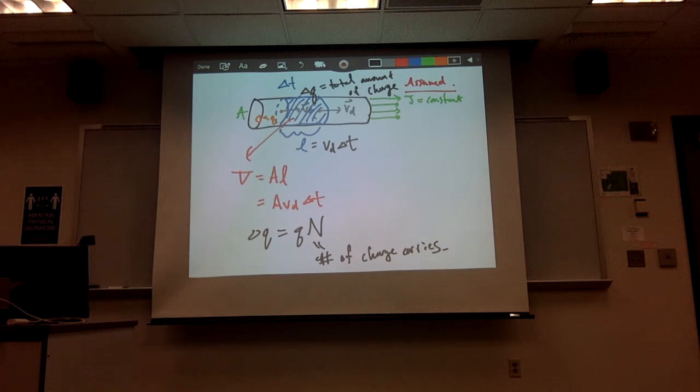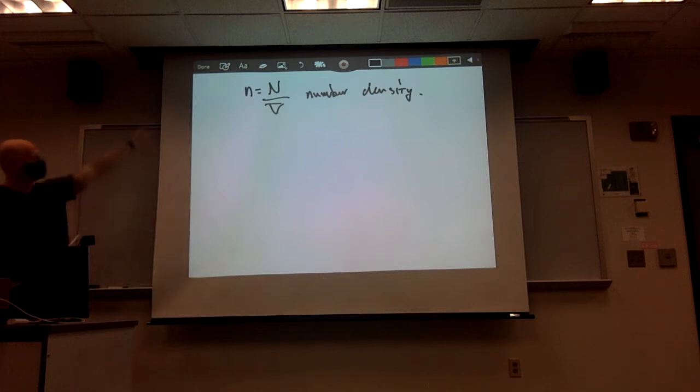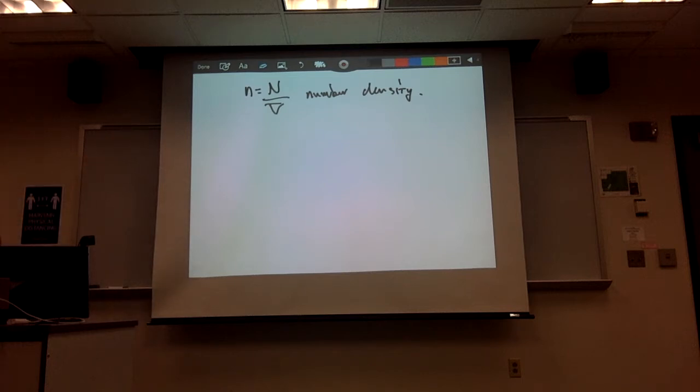Now, to do this, we're going to define a new variable. So let's call our new variable little n, which is the number of charge carriers per unit volume. So this is what's known as the number density. Since the number of carriers is unitless, but the volume has units of meters cubed, the units of this are 1 over meter cubed, or meters to the -3rd power.